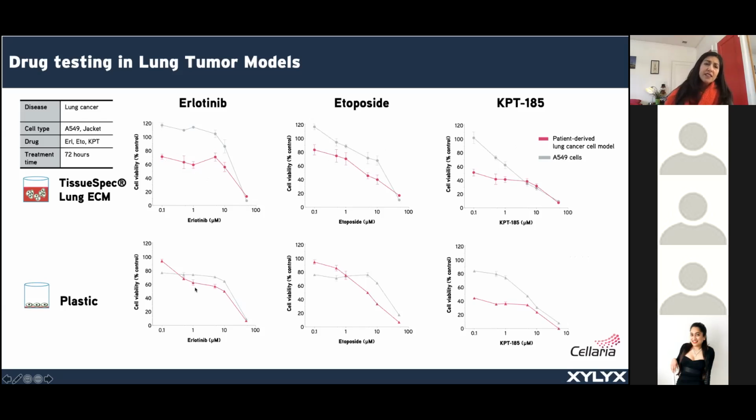And in plastic, though, you can observe a highly different response. They are more similar. We assume this is because in plastic, they lack this cell-ECM or cell-stroma interaction.